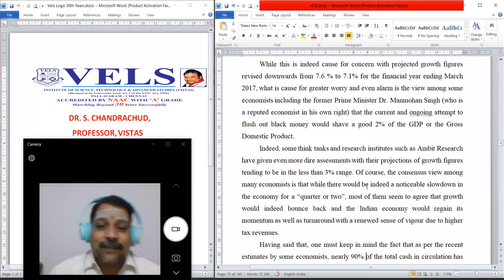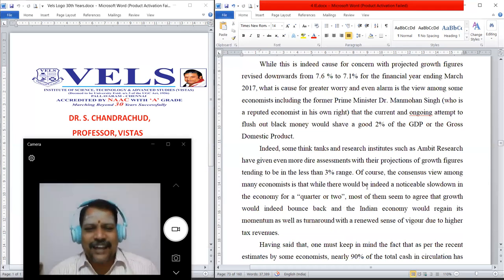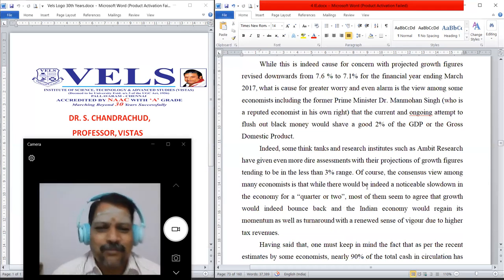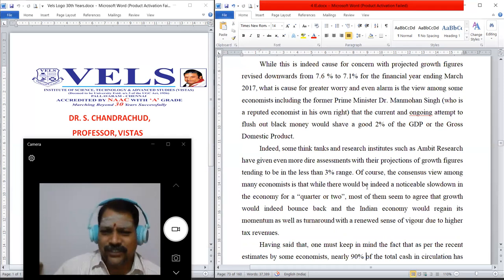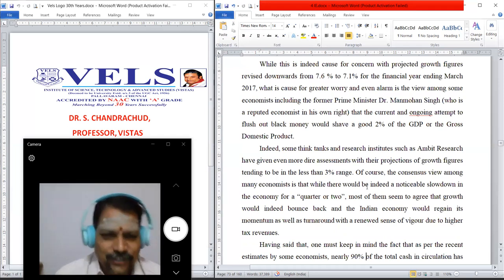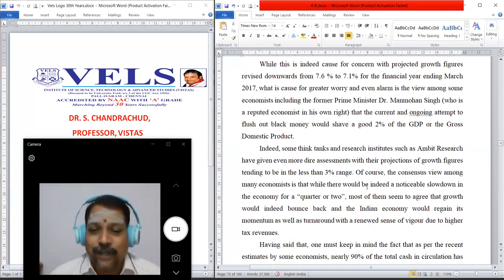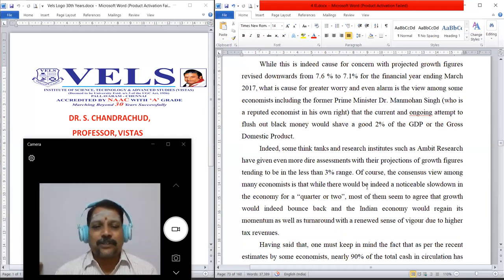He also made a positive comment about demonetization. Indeed, research institutes such as Ambit Research have given an even more dire assessment, with growth projections tending to be in the range of less than 3%. Of course, the consensus view among many economists is that while there would be a noticeable slowdown in the Indian economy for a quarter or two, most of them agree that growth would bounce back and the Indian economy would regain its momentum and turn around with a renewed sense of vigorous growth, and the tax revenue will be generated.